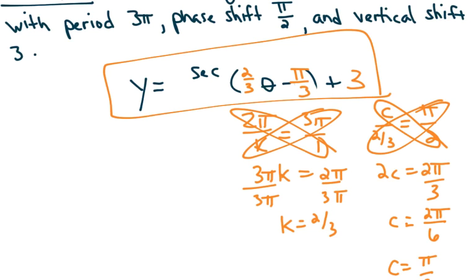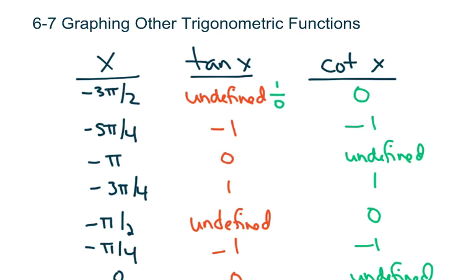The only thing I want to remind you about tangent and cotangent, the only difference is that the period is pi over K. All the other 4 trig functions use 2 pi over K. And that was graphing other trigonometric functions.